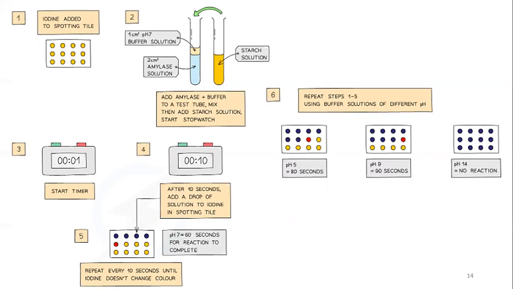Then we have to start the timer. After about 10 seconds, we add a drop of iodine solution onto the spotting tile. We repeat the same procedure every 10 seconds until the iodine does not change its color. After repeating these steps, we can repeat this experiment with different pH values, like pH 5, pH 9, pH 14 or pH 7. Then we can identify that the optimum pH value is pH 7.